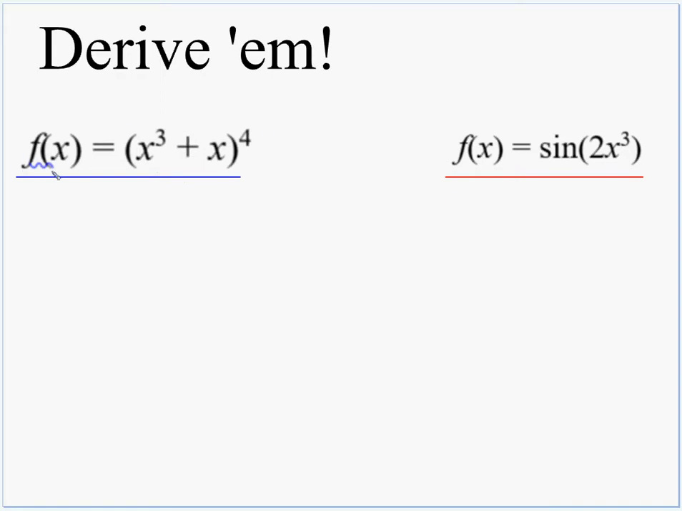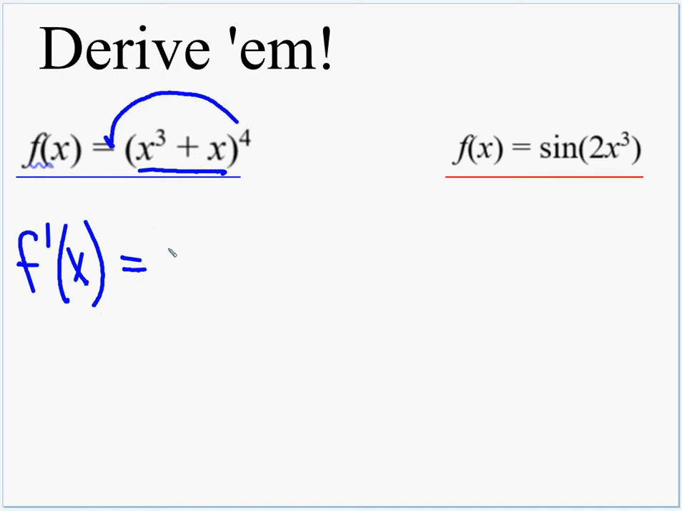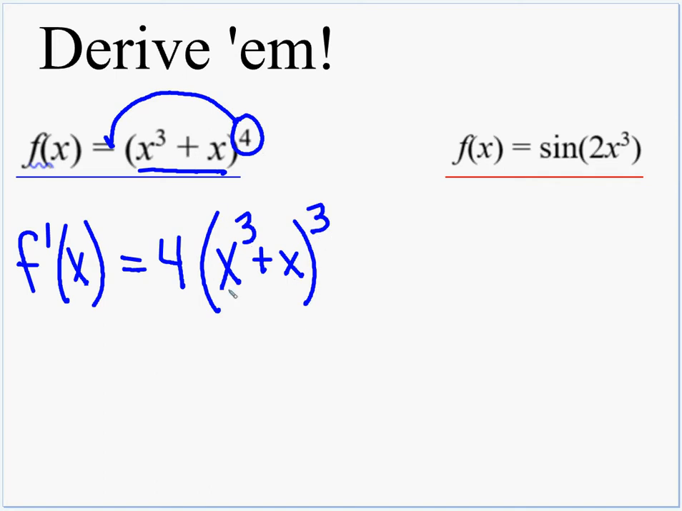So here is f of x, and I want to derive it. So we are going to call this f prime. And remember the chain rule. We have this inner function that we will first derive around. So our exponent comes down, 4. And then we have our same quantity, x cubed plus x, but now it is to one power lower, to the third. And now we need to satisfy the chain rule. So we are going to derive this inner function. So what is the derivative of x cubed plus x? Well, that's going to be 3x squared plus 1.